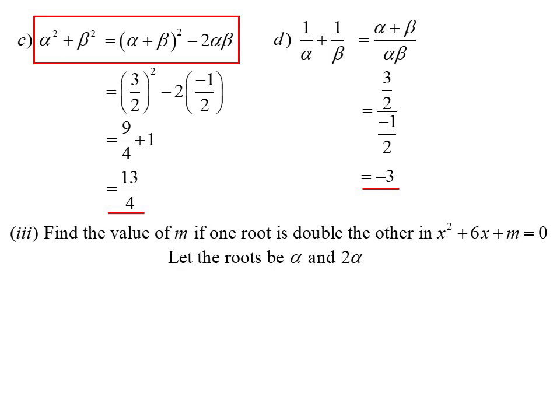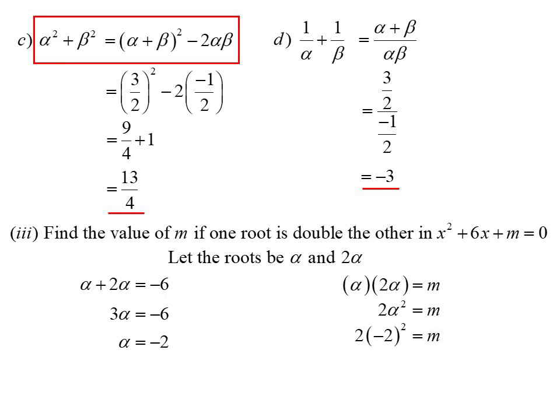Double the other one. So the sum of the roots becomes alpha plus 2 alpha, which is 3 alpha, and the product of the roots becomes alpha times 2 alpha, which is 2 alpha squared. I can now get a value for m, because alpha will be negative 2, sub that into the 2 alpha squared, and m is 8. I have the solution to the problem.